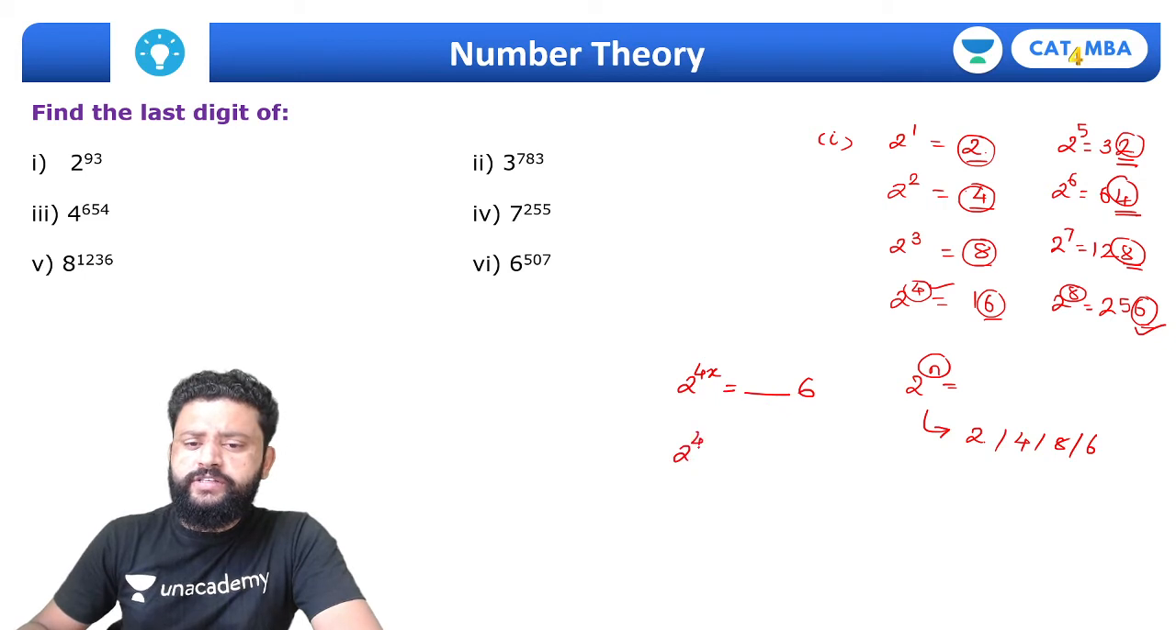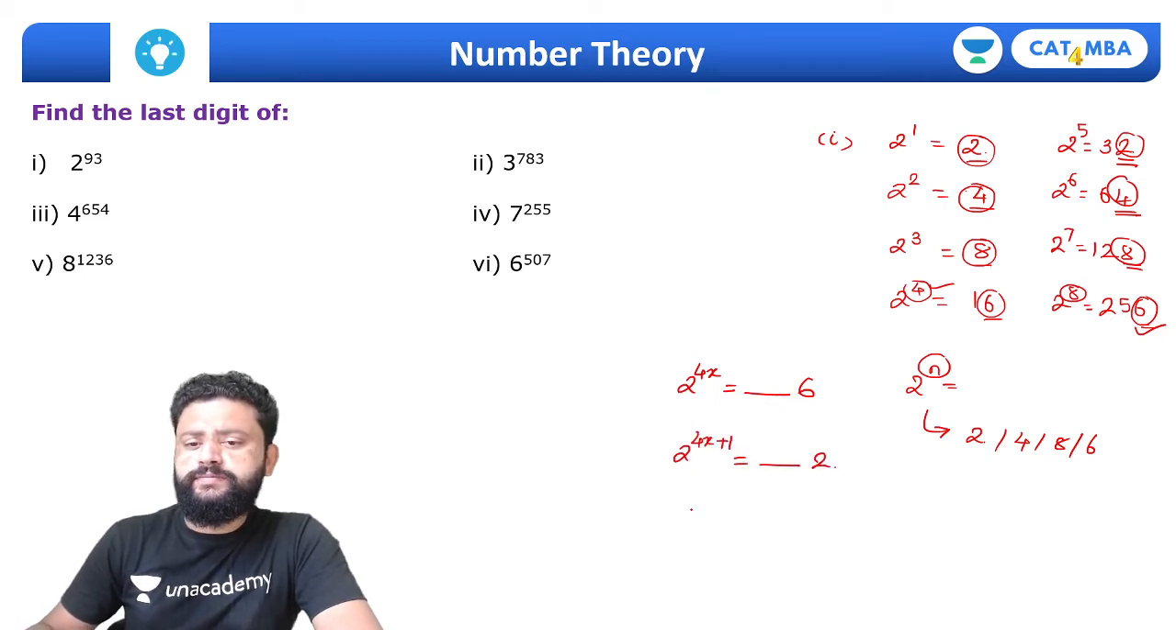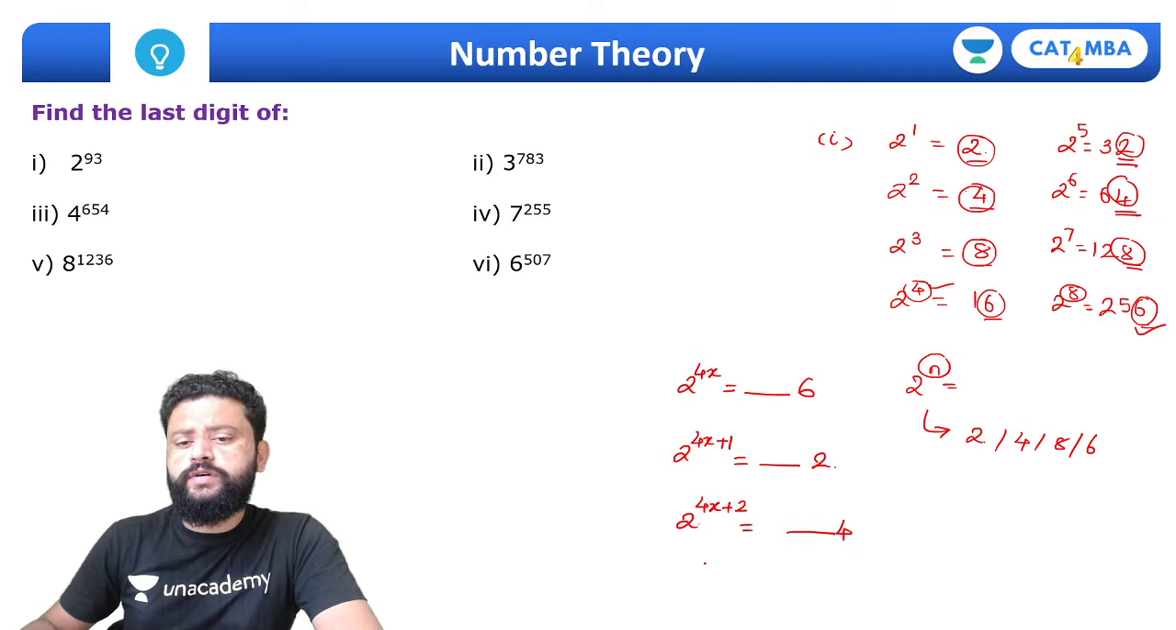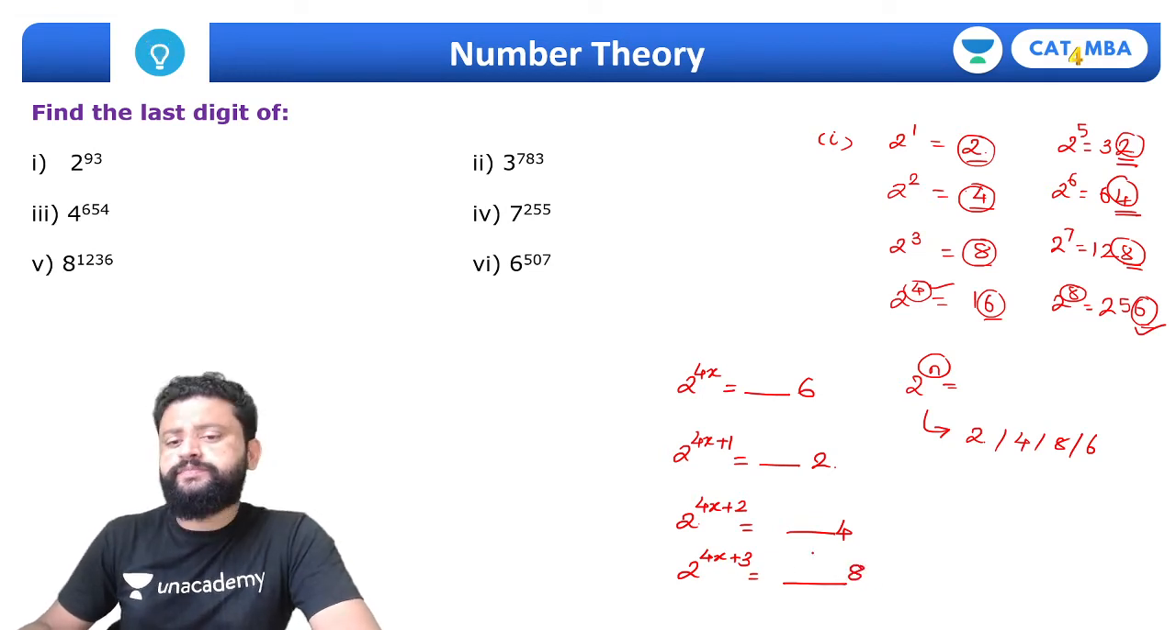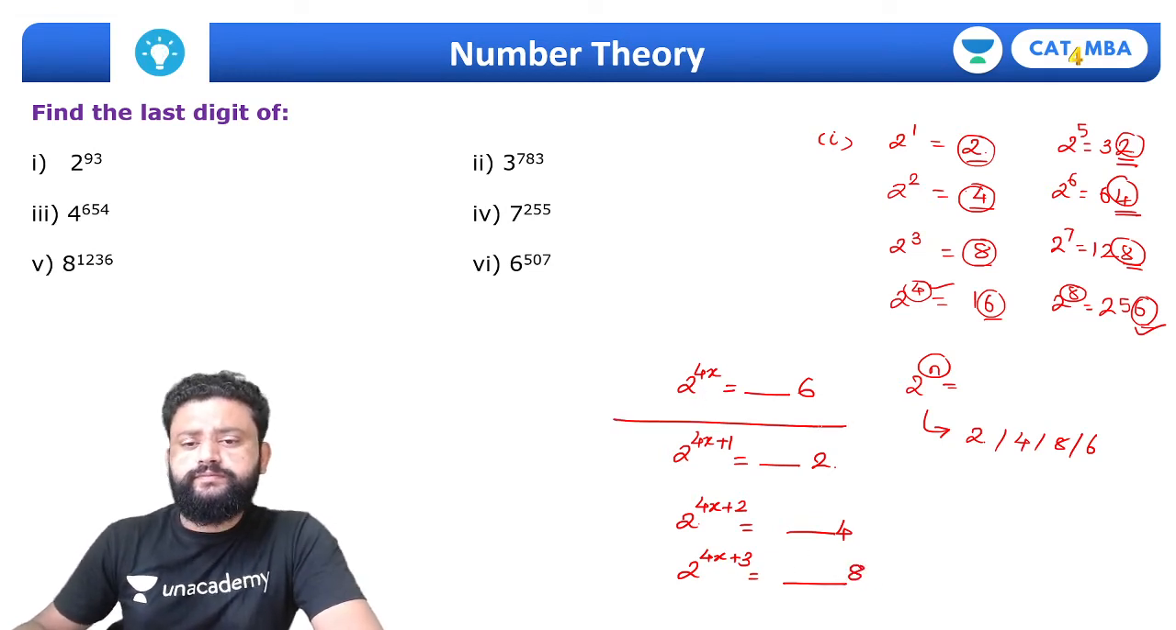If it is 2 to the power 4x plus 1, it will end with 2. And if it is 2 to the power 4's multiple plus 2, it will end with 4. And if it is 2 to the power 4's multiple plus 3, then it will end with 8. So this is what you can remember for 2.